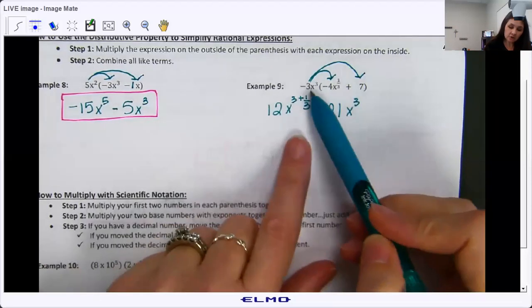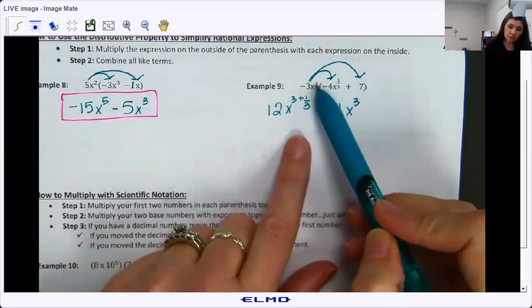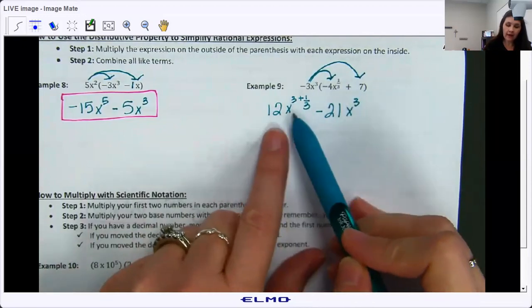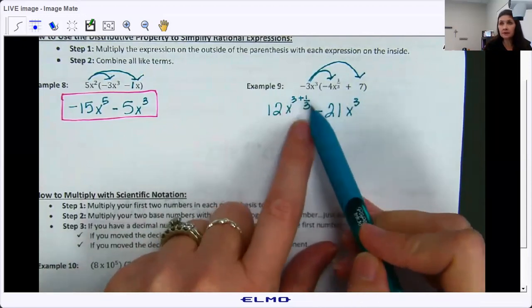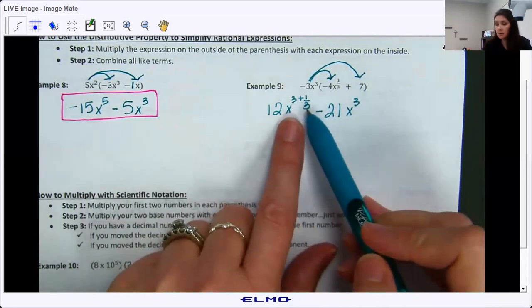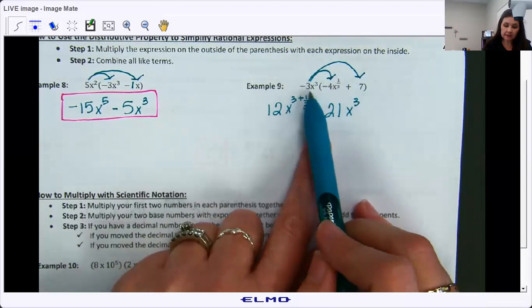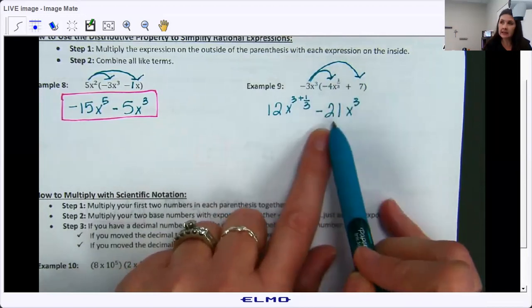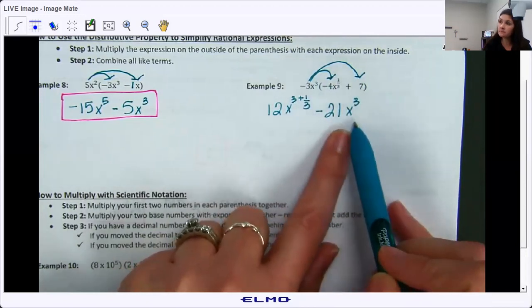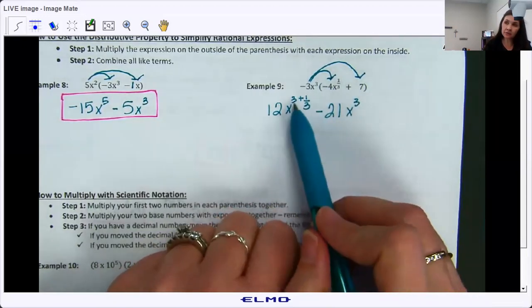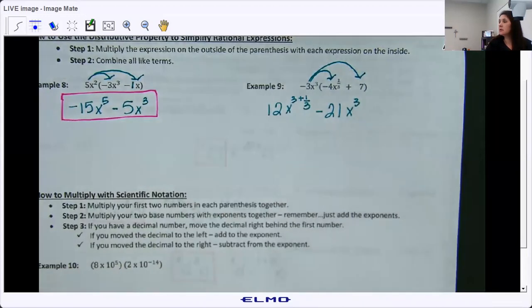So when I distributed negative 3x cubed to negative 4x to the power of 1/3, I get 12x to the power of 3 plus 1/3. Don't try to multiply these. You're adding these. And then I distributed negative 3x cubed to positive 7, and I get negative 21x cubed. So in order to finish out this problem, you have to add 3 plus 1/3.